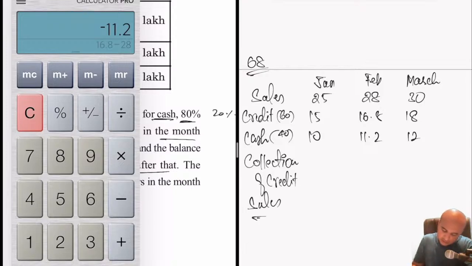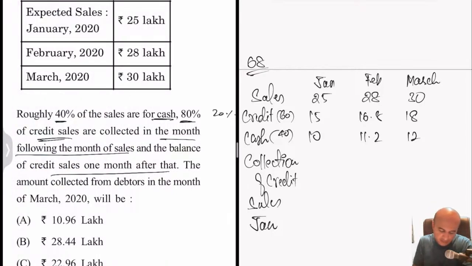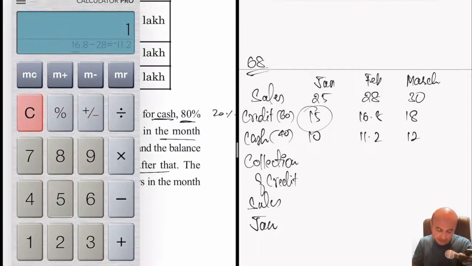Okay. So Jan's credit sale, that too a percentage of Jan's credit sale. If you read the question carefully, 80% of the credit sales are collected in the month following the month of sale. That means Jan credit sales is 15. That 15 into 80% will be collected when? In the month of Feb, 12. Remaining out of 15 will be collected when? In the month of March, which will be 3.